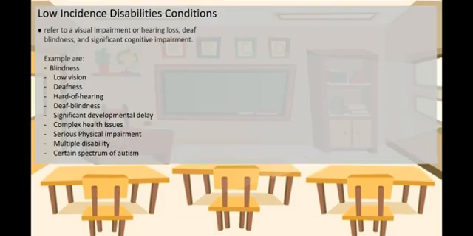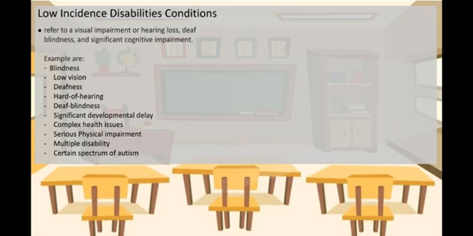For our low incidence disabilities conditions, these are students who have received special education since birth. They also have a developmental delay with moderate to severe intellectual disabilities, but these students may need the same attention just like students without disabilities. So we have here some examples: blindness, low vision, deafness, hard of hearing, deaf-blindness, significant developmental delay.